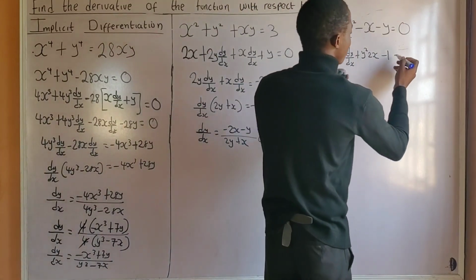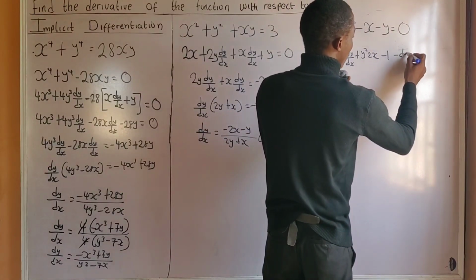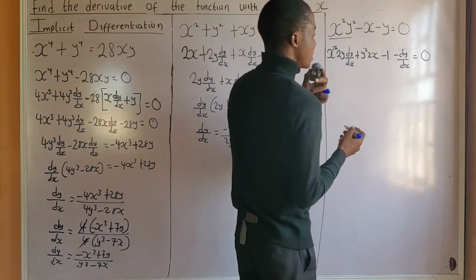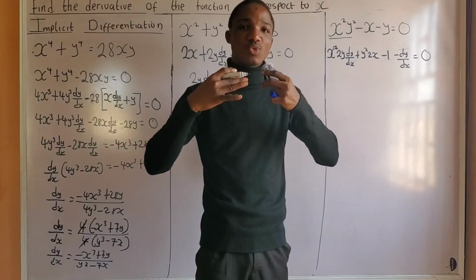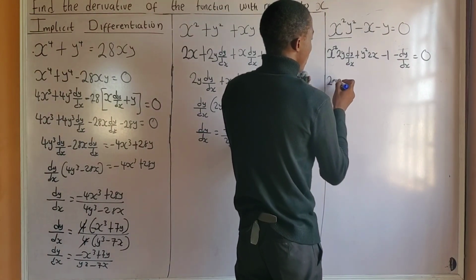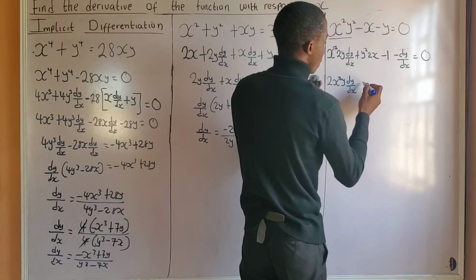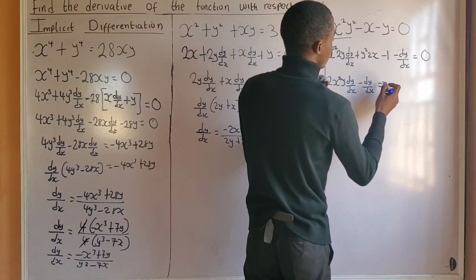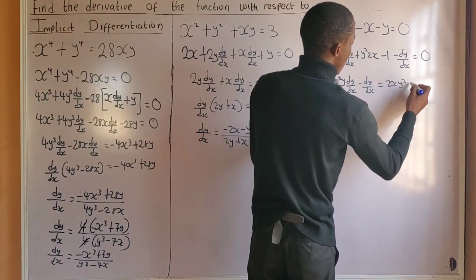So for this, I'm going to have negative 1 times dy dx. That is what? Negative dy over dx equals to what? 0. Okay, now the next step is that you have to separate those terms that are attached to dy dx. So for this, I'm going to have 2x squared y dy over dx minus dy all over dx equals to, now take this to the other side, I'm going to have 2xy squared plus 1.